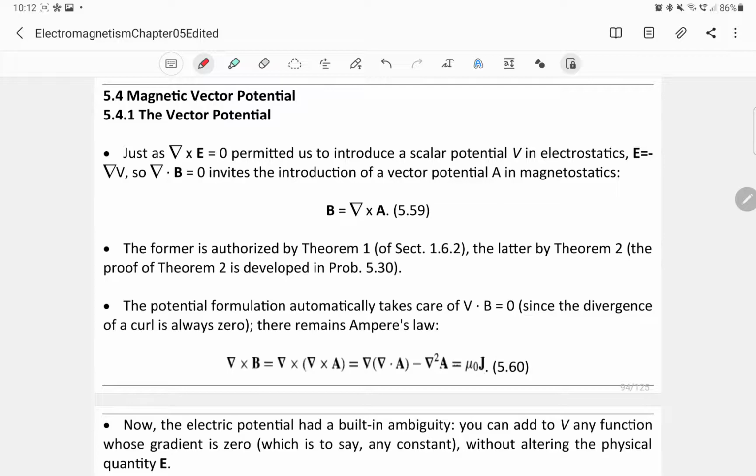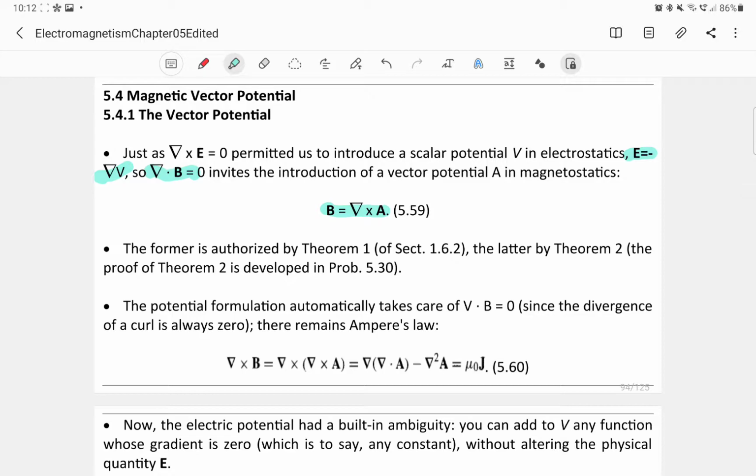Back in electrostatics, we have the curl of the electric field equal to 0, and this permitted us to introduce a scalar potential V in electrostatics such that our electric field is just the negative gradient of the electric potential. For the magnetic field, the divergence is equal to 0. And so we can write B as a curl of another vector, because the divergence of a curl is always 0. So that is in magnetostatics.